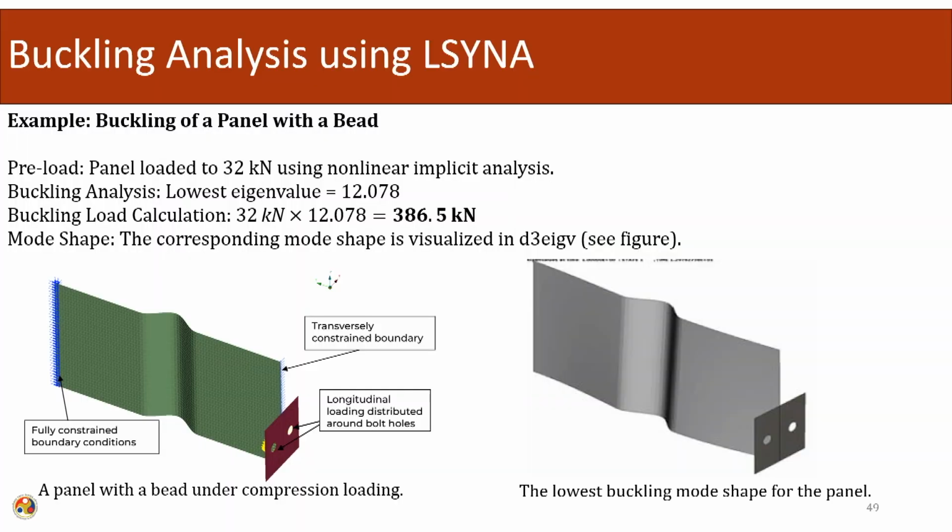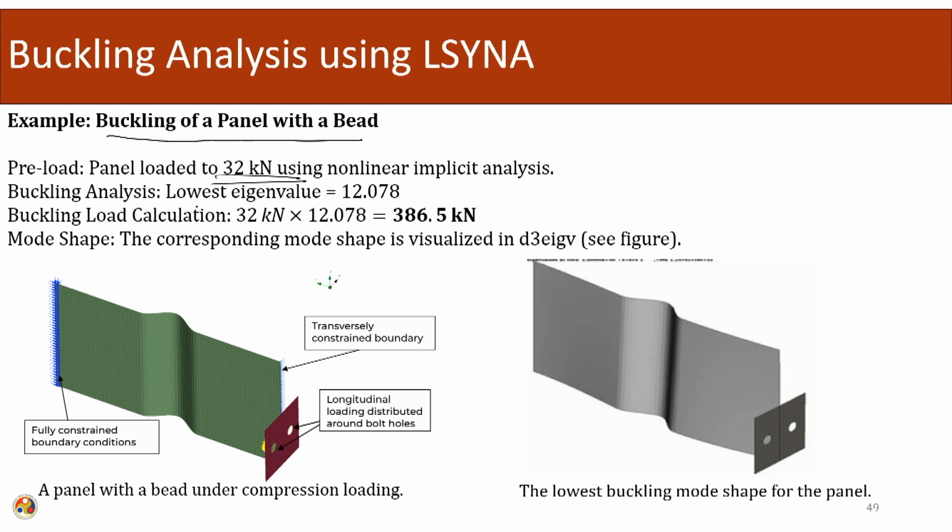Here we are showing a buckling analysis using LS-DYNA. We are analyzing the buckling of a panel with a bead type of system. For the preloading condition, the panel is loaded to 32 kilonewton. There is already a preload of 32 kilonewton, and the effect of this preload is calculated using a non-linear implicit analysis.